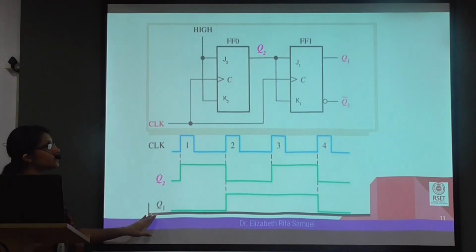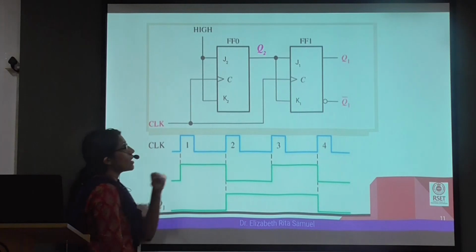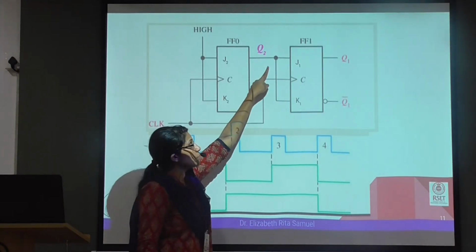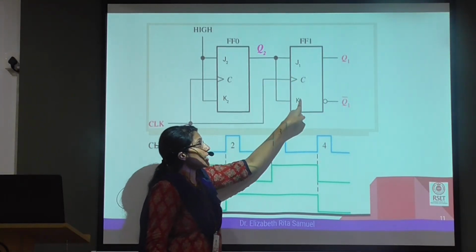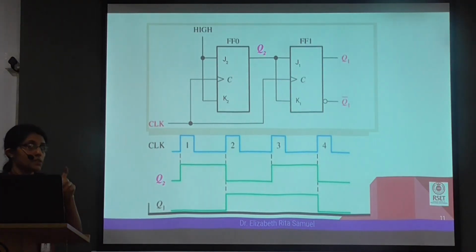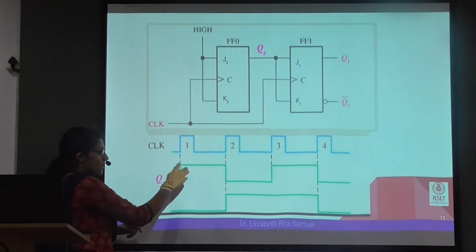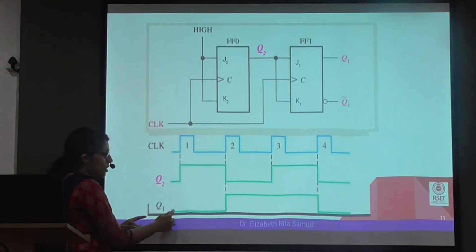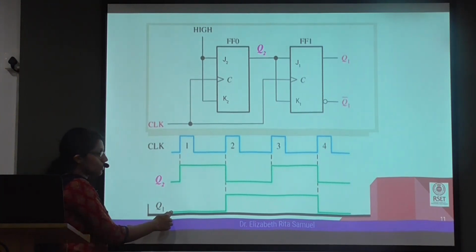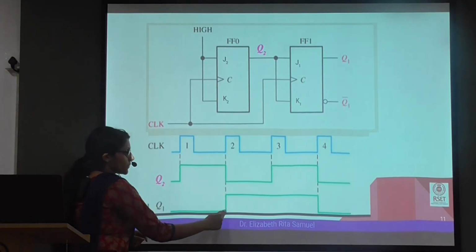While for Q1, we know the previous value of Q1 is 0 and Q2 was 0, which means that J1 and K1 at the start has value 0, 0. 0, 0 means it holds on to the previous value. So at the rising edge, it holds on to the previous value, which is 0, and the 0 is continued till the next rising edge.